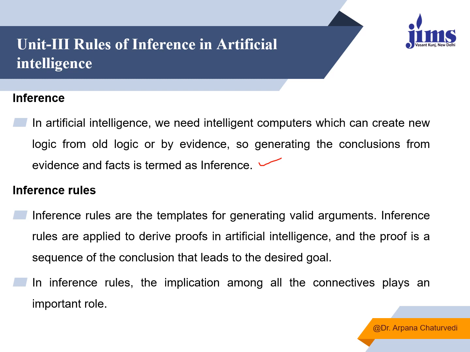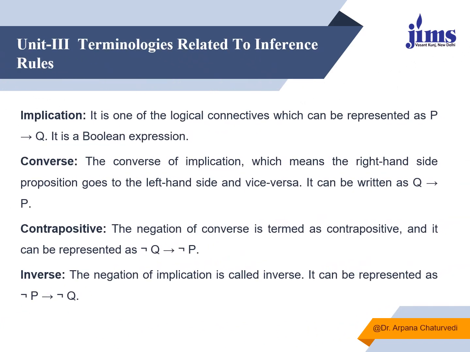So in inference rules, the implication among all the connectors plays a very important role, and these are: first is implication. It is one of the logical connectors which can be represented as P implies Q. It is a Boolean expression which will result in a true or false value. Then second is converse. Converse of implication means the right hand side of the proposition goes to the left hand side and vice versa. Means either P implies Q or Q implies P.